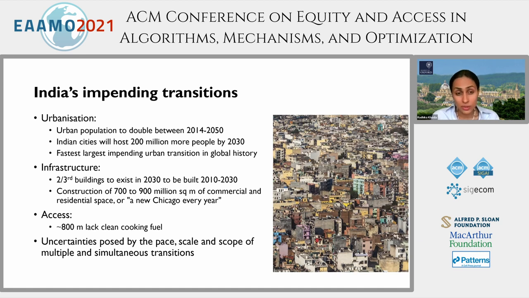It's not just urbanization, it's also infrastructure. So 2/3 of the buildings that will exist in 2030 are to be built between 2010 and 2030. That's just an enormous amount, and an equivalent in some sense to building a new Chicago every year. And in terms of access, about 800 million people still lack access to clean cooking. So again, you can see there's this real contradiction, where you have huge urbanization, huge infrastructure growth, huge gaps of access, and these uncertainties make it very difficult for accurate modeling and scientific projections around how the future will unfold.